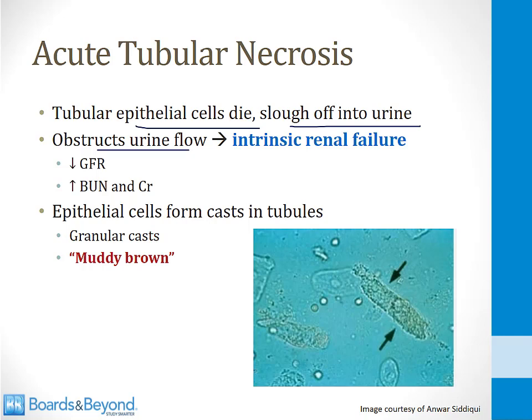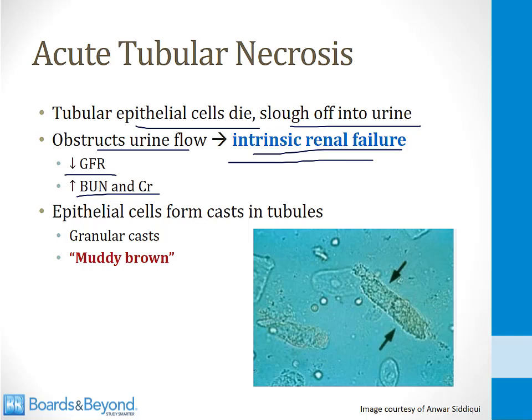urine flow through the nephron. And this leads to intrinsic renal failure. I talk about different types of renal failure in another video, but ATN is a form of intrinsic renal failure. The GFR will fall and the BUN and creatinine will rise. You will also see evidence of epithelial cells in the tubules when you examine the urine.